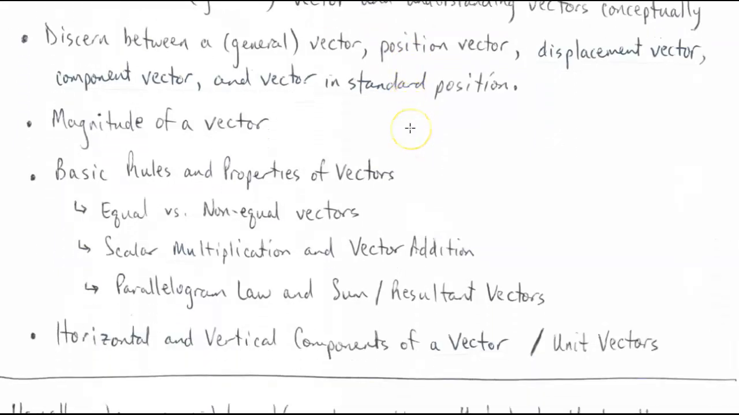So for the basic rules and properties of vectors, we're going to talk about what it means to have two vectors that are equal. We're going to review what scalar multiplication and vector addition look like. We're also going to go deeper into vector addition because the way that vectors are added follows the Parallelogram Law, and we'll talk about what that is in terms of the length of a resultant vector. And then, of course, we'll talk about breaking down vectors into what we call their components. And we're specifically going to talk about horizontal and vertical components.